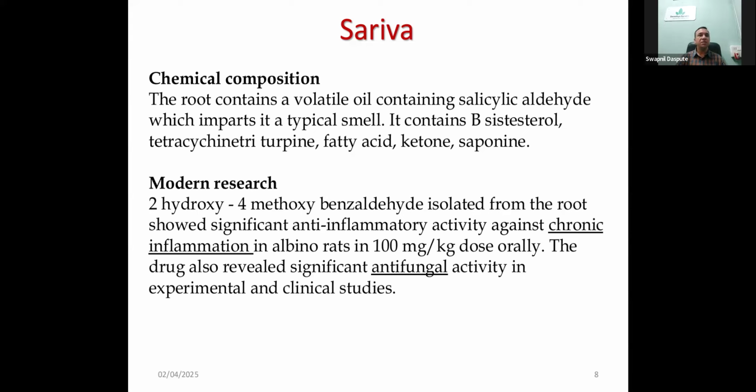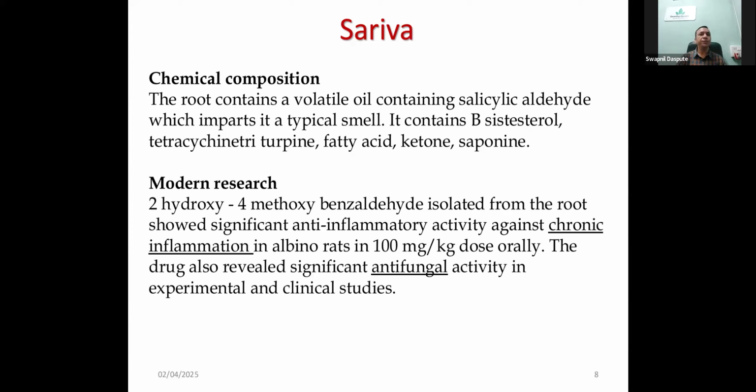It contains beta-sitosterol, tetracyclic triterpene. Now, as I had mentioned in the previous lecture, you don't have to remember the names of beta-sitosterol or tetracyclic triterpene or fatty acid or ketone or saponins which are present. As you study in future, or whenever you need references for any kind of chemical formulation, in terms of extracting the alkaloids or the actives out of a particular herb, this can help.